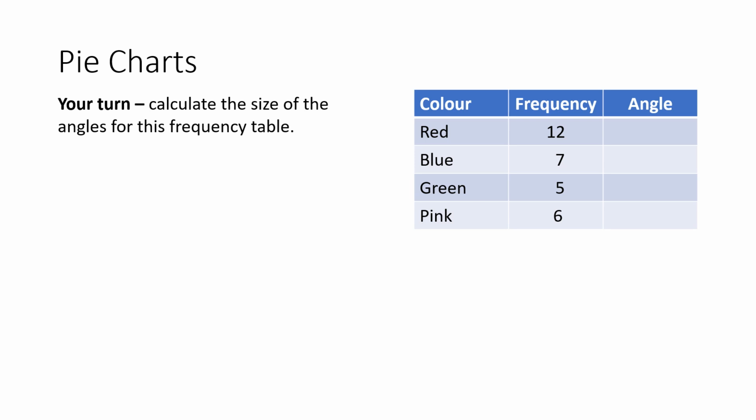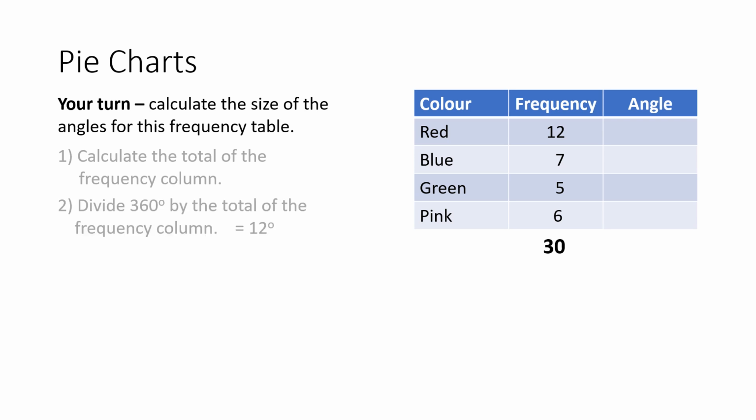Did you remember to calculate the total of the frequency column? When you added it up, you should have got 30 pieces of information to put into your pie chart. Next step, 360 degrees divided by 30. That gives you an answer of 12 degrees. So each piece of information is worth 12 degrees.